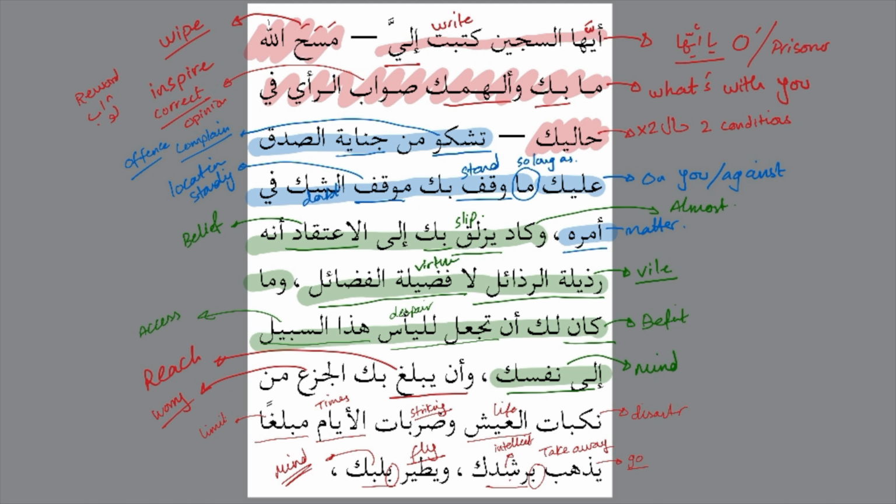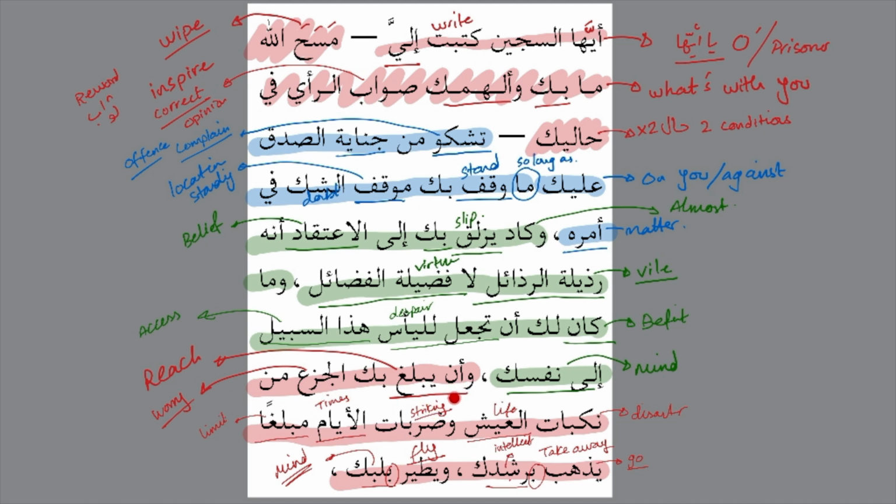Okay, next. So it says, وأن يبلغ بك الجزع من نكبات العيش وضربات الأيام مبلغا يذهب برشدك ويطير بلبك. This is again a long sentence, but you can use parts of it. For instance, let's say you want to say بلغ بزيد الجزع مبلغا أمرضه. Yeah, مبلغا أمرضه. So بلغ بالمرأة الجزع مبلغا أن جعلتها تبكي.